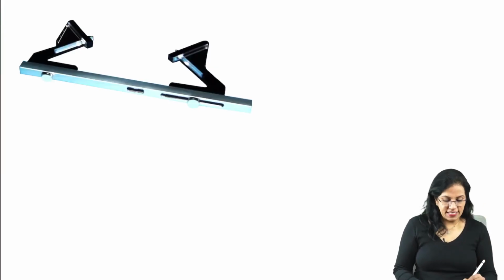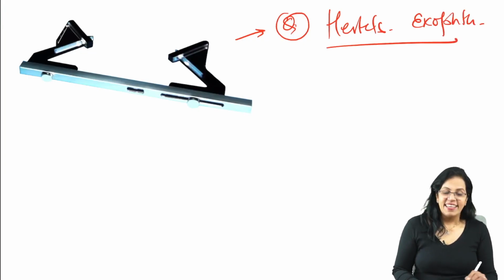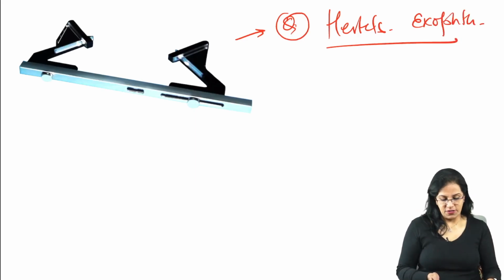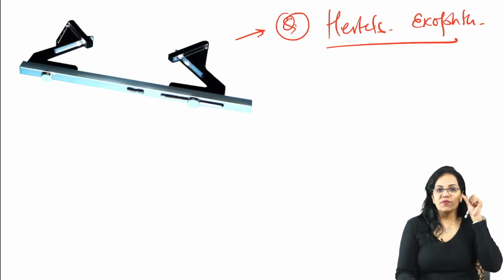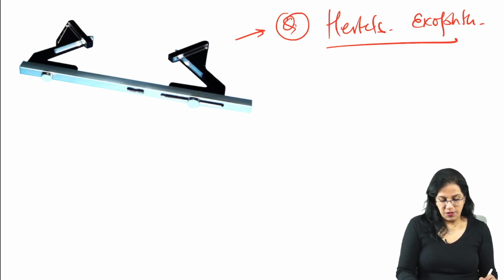And what are you looking at? This has also been your exam question. This is your Hertel's exophthalmometer. So you all know Hertel's exophthalmometer. What are we assessing here? We are assessing the proptosis. You know what is proptosis? That is the distance from the lateral orbital margin to the apex of the cornea. Right? So this has been your exam question.